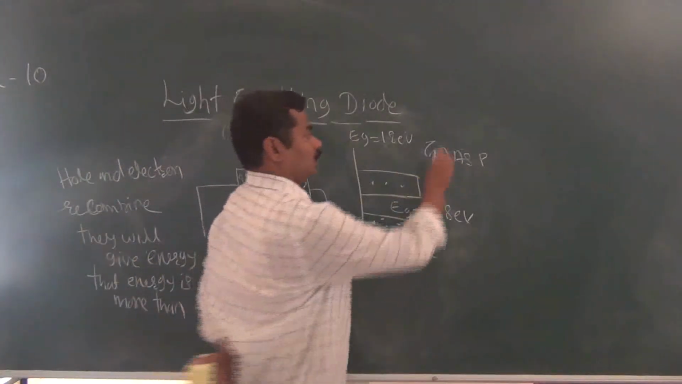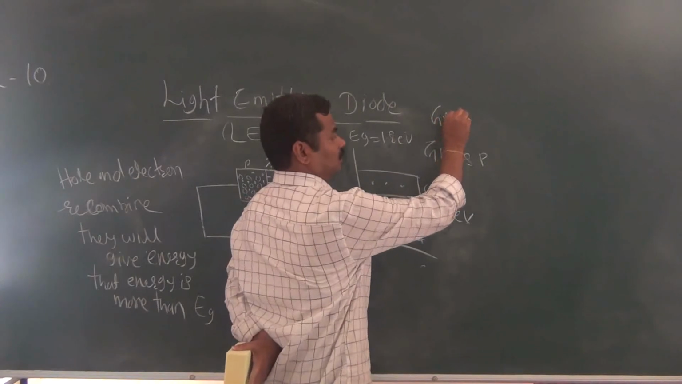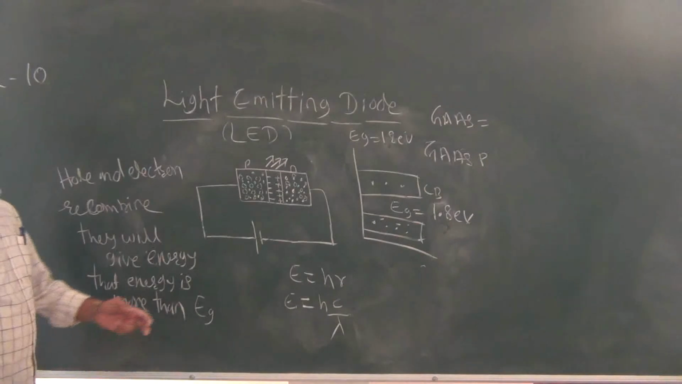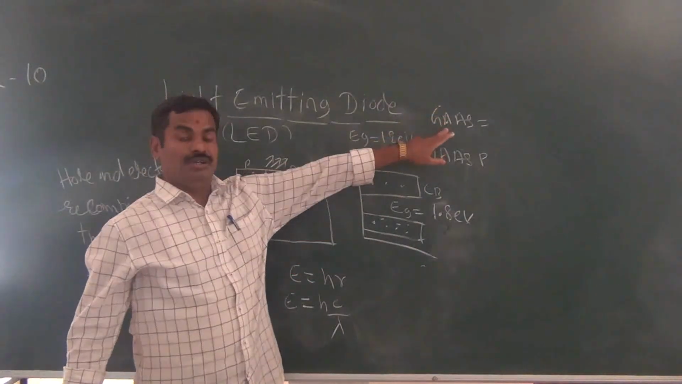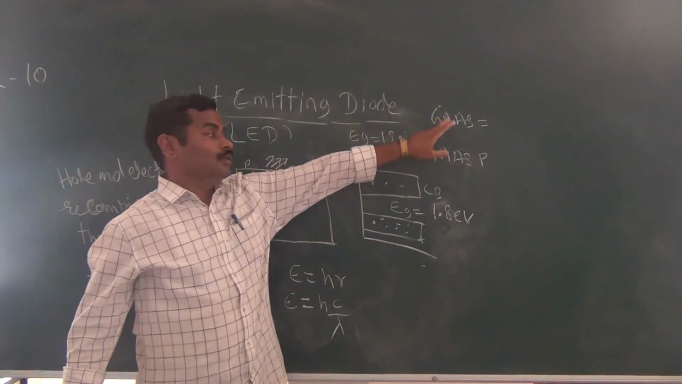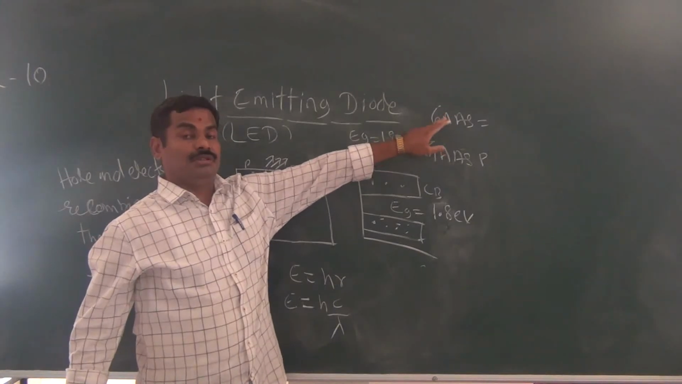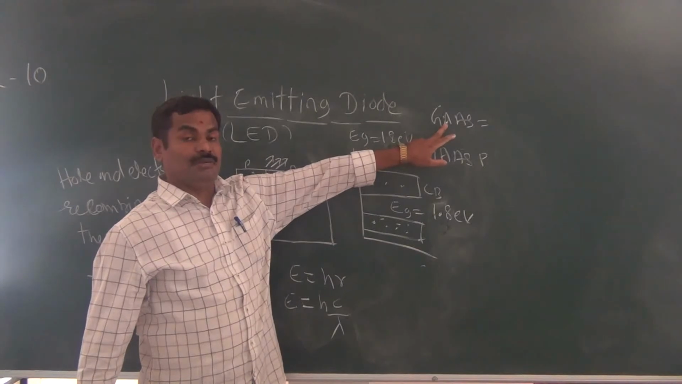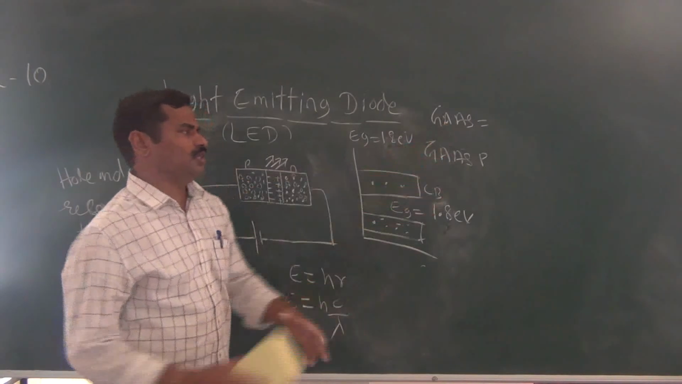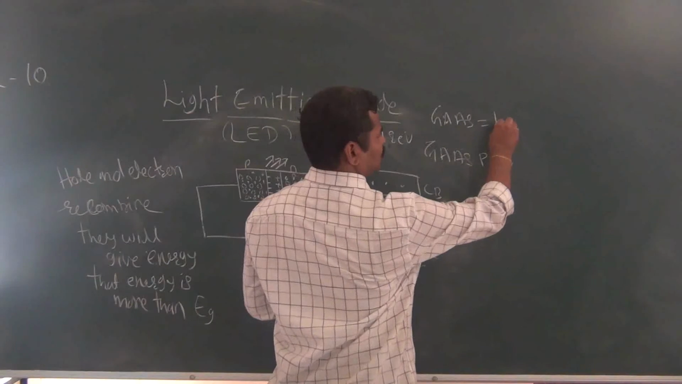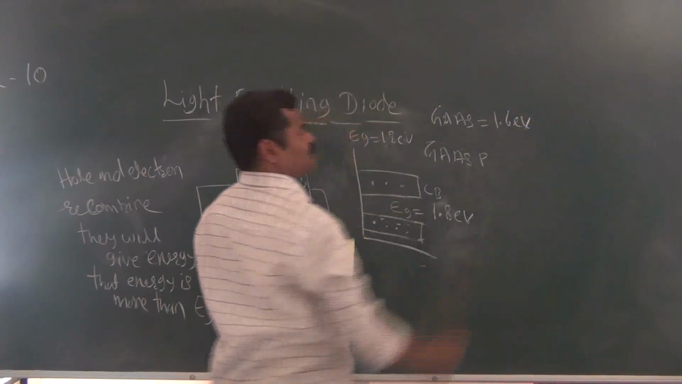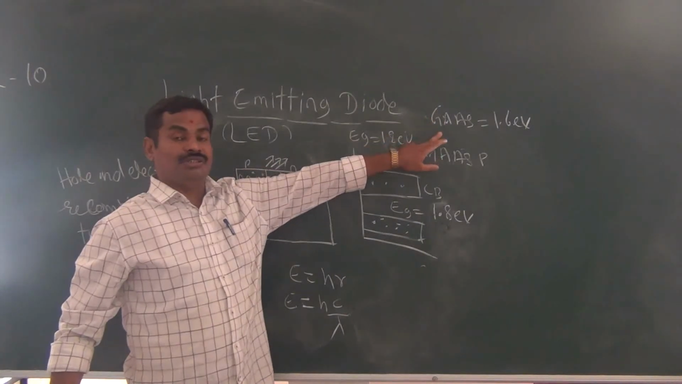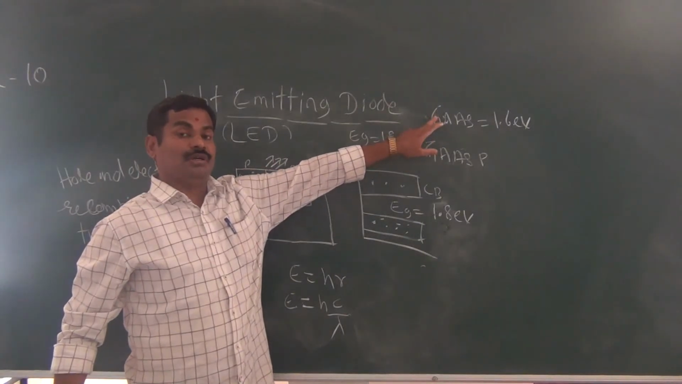Or if you use only gallium arsenide, they give the energy in terms of infrared light. Infrared is not visible. That is the infrared LED. It is not visible light because the energy gap is less than 1.8; they have given about 1.6. That is invisible. That is called infrared LED. The gallium arsenide will give the energy, but you can't see that. That is called infrared LED.